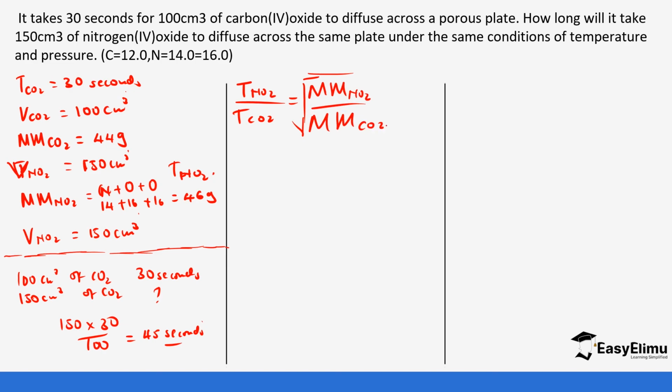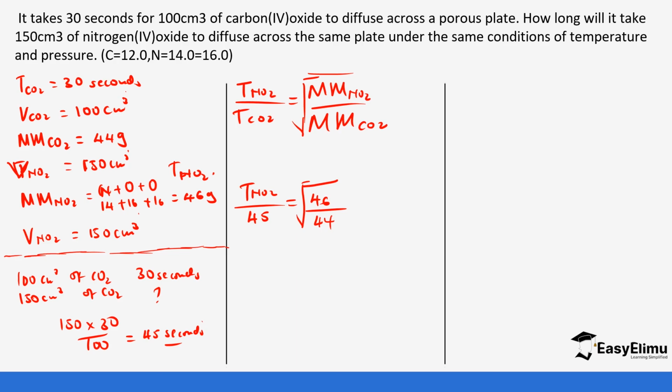Now we have time that is under the same volume. That way now we can do the calculation. So the time for nitrogen oxide is what we are looking for, over carbon dioxide, which we got as 45 seconds, is equal to the molecular mass of nitrogen oxide, which is 46, over the molecular mass of carbon dioxide, which is 44. So let's work out the values in the square root. So we are going to say 46 divided by 44 and take the square root.